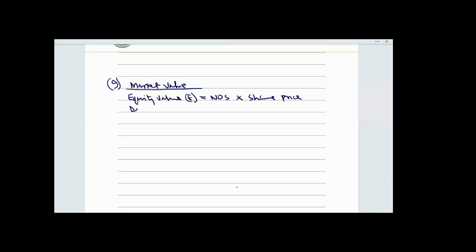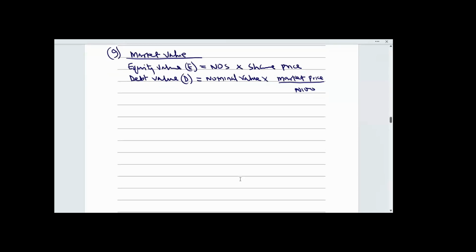So for debt value, D, debt value is calculated as nominal value multiplied by market price of the bond divided by 100 naira. Debt is quoted at 100 naira per unit. So these are the two formulas we are going to use. So equity value will then be equal to number of shares. The bond is 50 million shares. Our figures are in thousands. Therefore, let me just write it out in full.